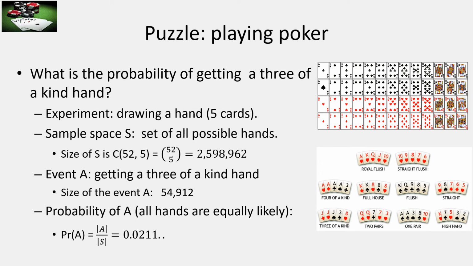So let's turn it now into probabilities. So now we have an experiment where we have a fully shuffled deck. Everything is absolutely random, and we are drawing 5 cards. So how big is the sample space, the set of all the possible hands? Well, that's exactly the number of ways to choose 5 cards out of 52, and that's a little bit more than 2.5 million. The event of getting 3 of a kind is a little bit less than 55,000. So the probability of getting 3 of a kind is a little bit more than 2%.